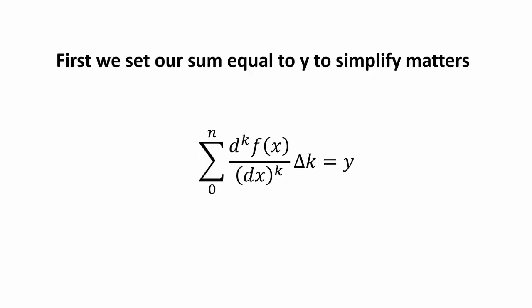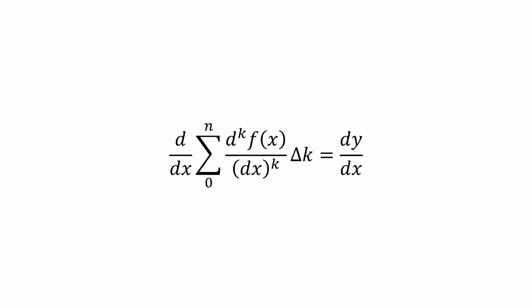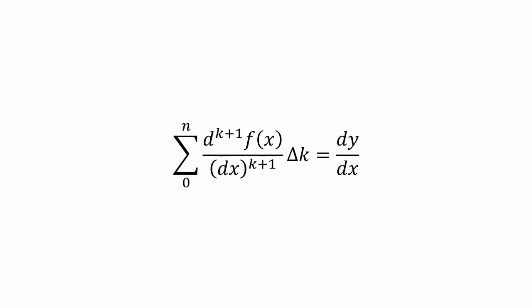Well, the first thing that we're going to do is to set our summation equal to y. This will simplify our equations. Next up, we're going to differentiate both sides. By doing this, you can actually take the differentiation on the left side inside the sum, as differentiating is a linear operation.